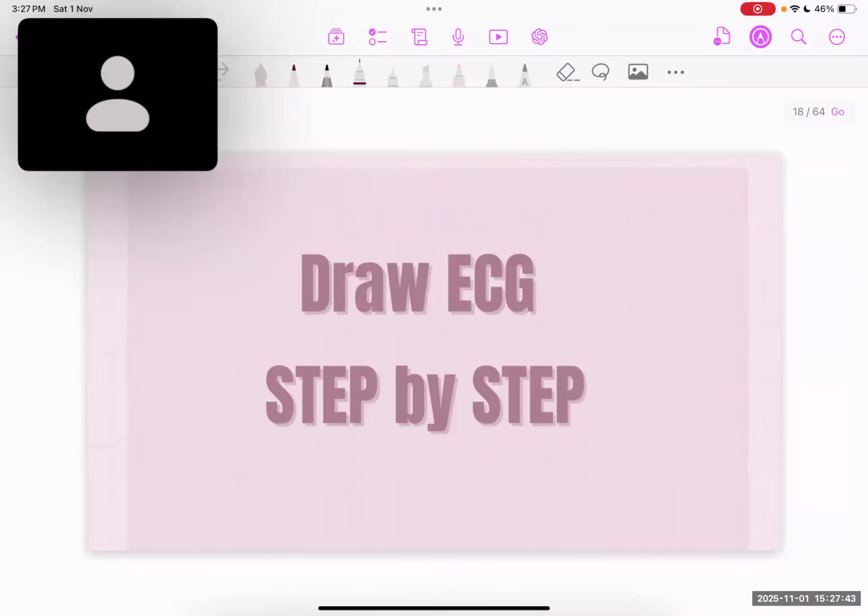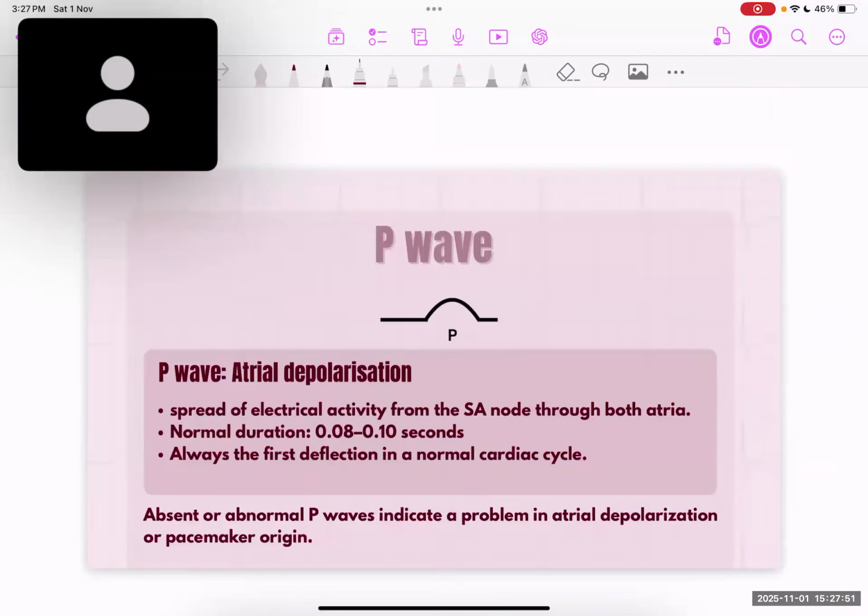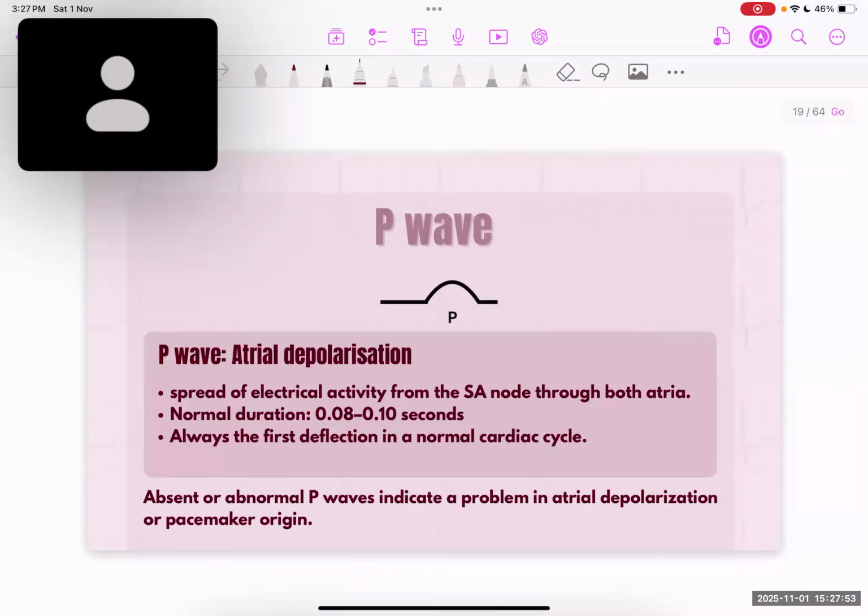Okay. Now we're going to start by drawing the ECG step by step so that we know what each segment is, all the fundamentals, everything about it. So the first thing in the ECG is our P wave. What does the P wave represent? It represents atrial depolarization. So it's the spread of electrical activity from the SA node through both the atria. The normal duration you need to know is 0.08 to 0.1 seconds. And it's always the first deflection in a normal cardiac cycle.